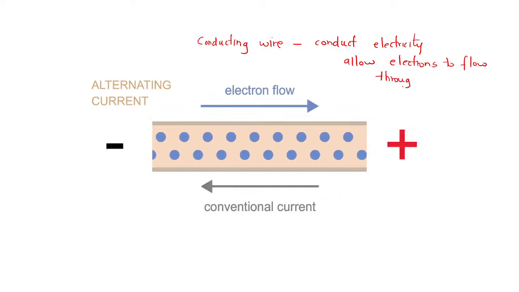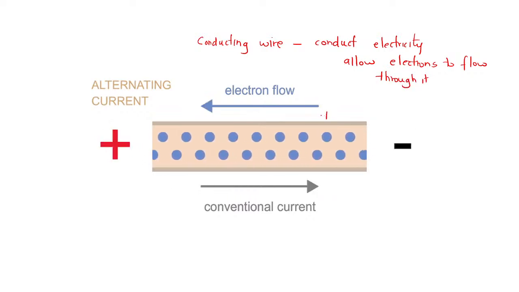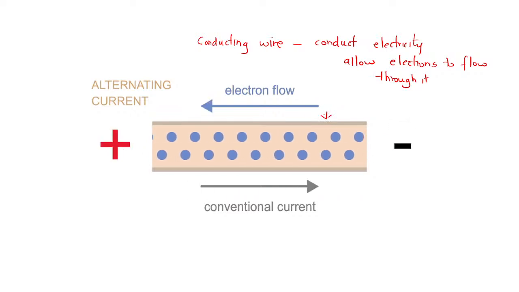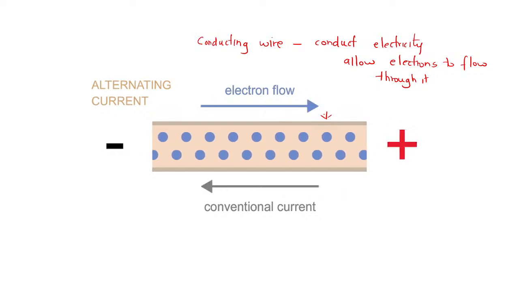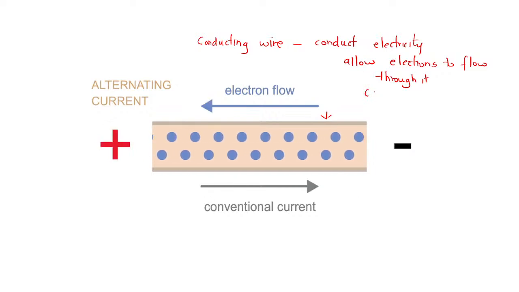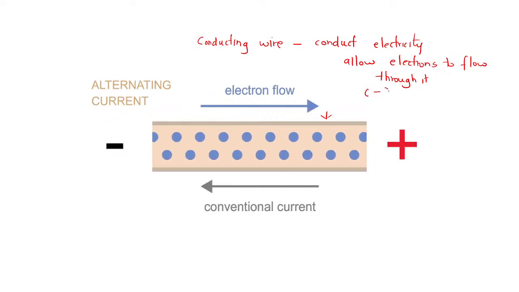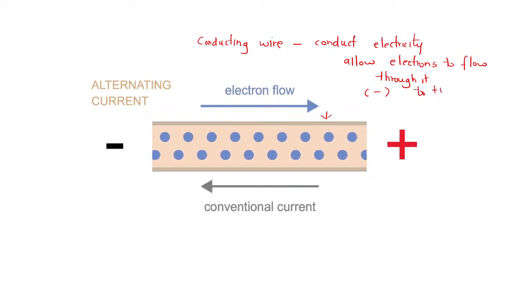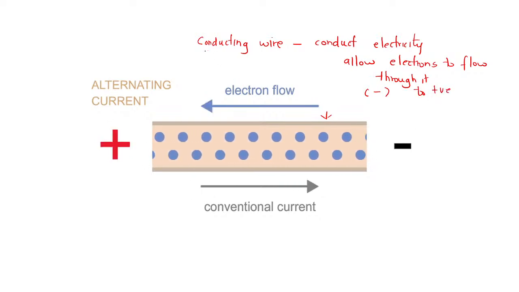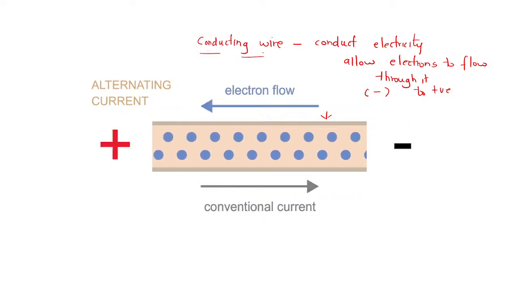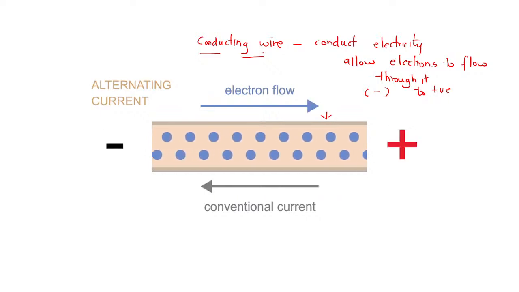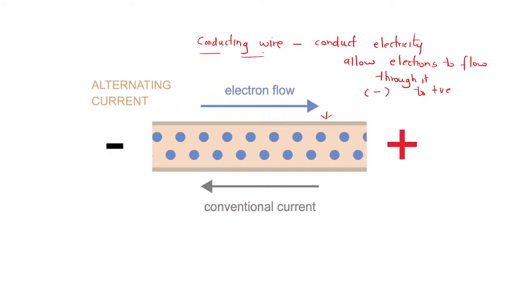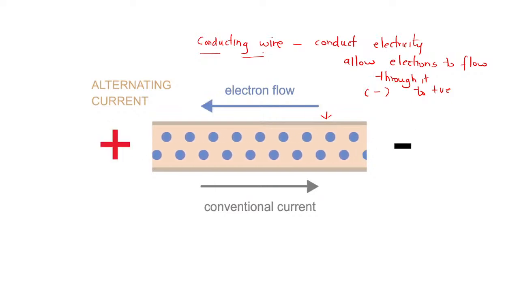So in this animation you can see the electrons are moving. How are the electrons moving? From the negative to the positive terminal of an electric cell. So in a circuit, electrons will always move from the negative to the positive terminal. Whereas how does the electric current flow? It is always from the positive to the negative.